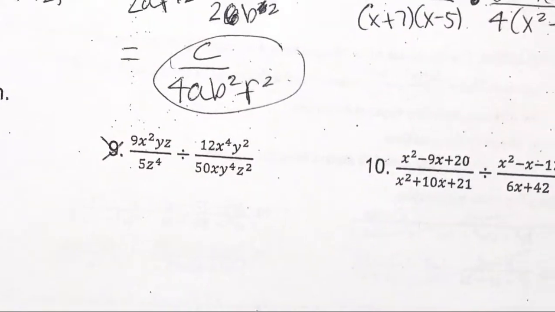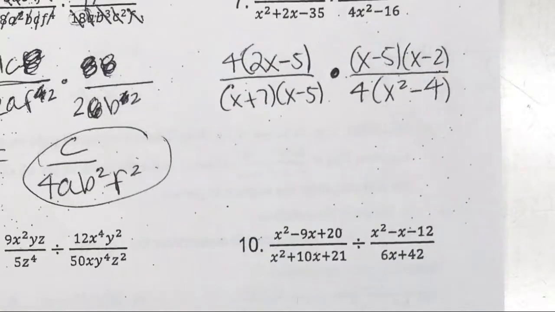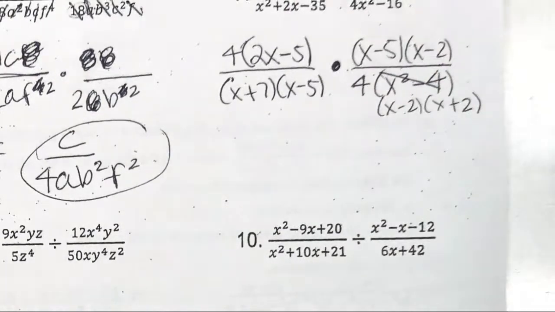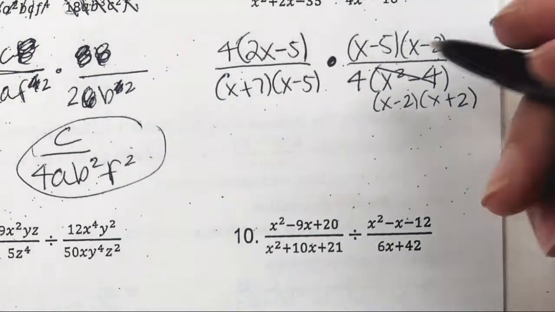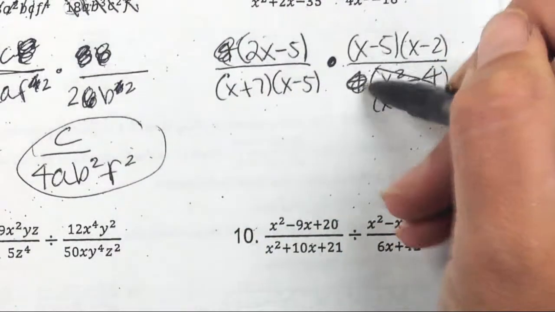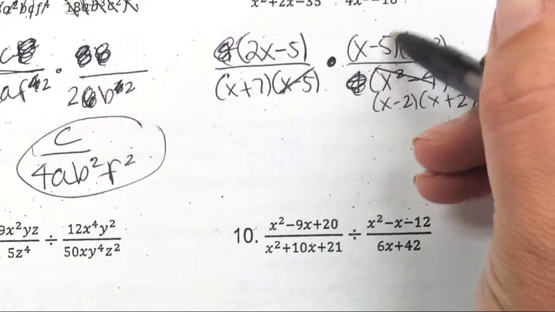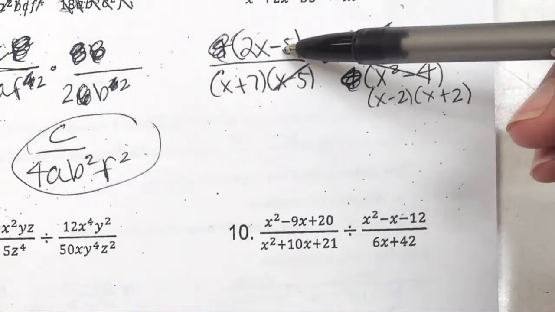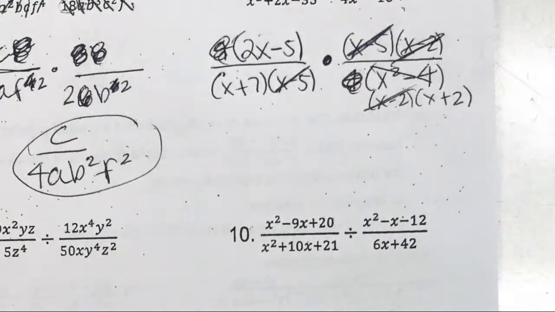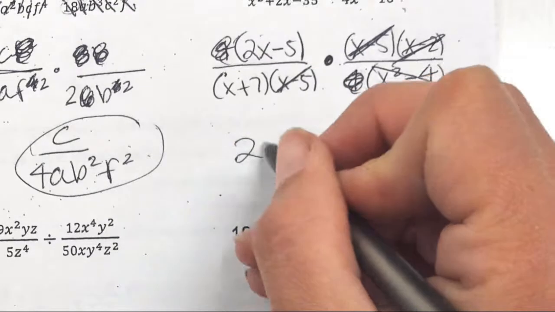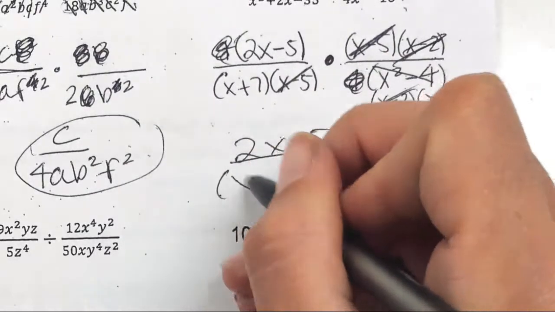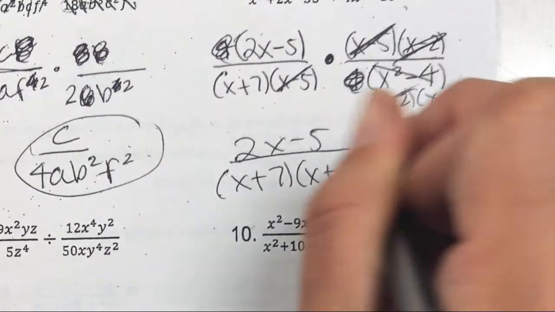Alright, so we can simplify this x squared minus 4 to x minus 2 and x plus 2. Now we can cross simplify. So looking across, the only things we could cancel out would be this 4. Looking across here, we can cancel out the x minus 5. And now up and down, can we simplify? No. Up and down here, yes, we can cancel out the x minus 2. So on top, we would have 2x minus 5. On bottom, we would have x plus 7 and x plus 2. And that's it.